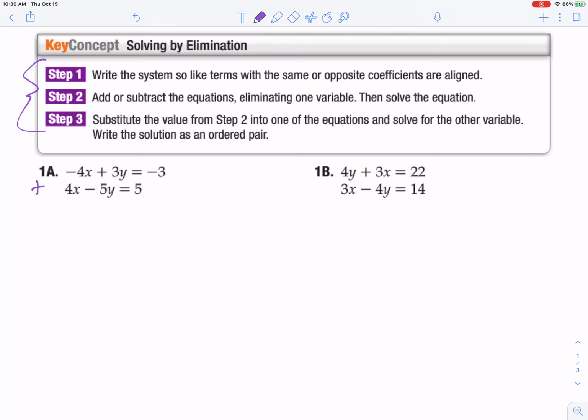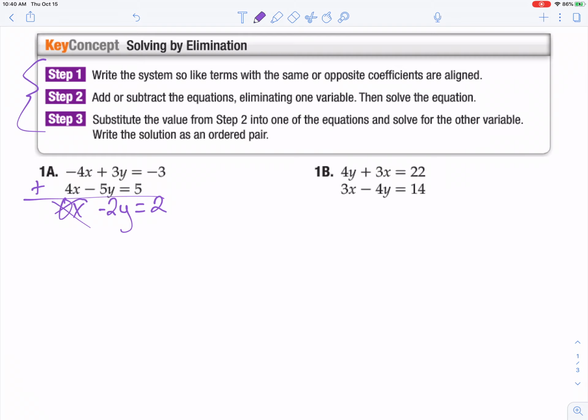So add the equations, and I'm just going to add straight down. Negative 4x plus 4x, this is cool, check it out. It's 0x, which we know is basically gone. We don't need to worry about it. Do the next piece. 3y minus 5y is negative 2y, and negative 3 plus 5 is 2.